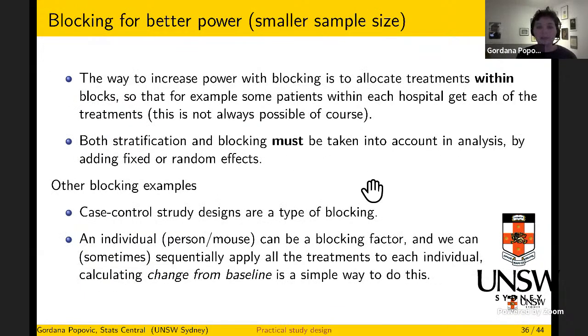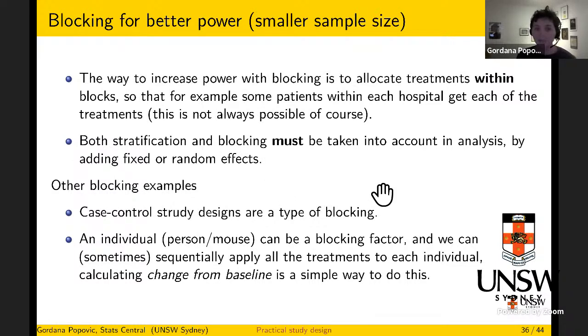So the way to increase power with blocking is to allocate treatments within blocks. So for example, some patients within each hospital get each of the treatments. That's not always possible, but it's desirable. It's a good thing to do when you can. You have to make sure that you take blocking or stratification into account when you do the analysis. That's important, because they cause dependence, and dependence needs to be taken into account.